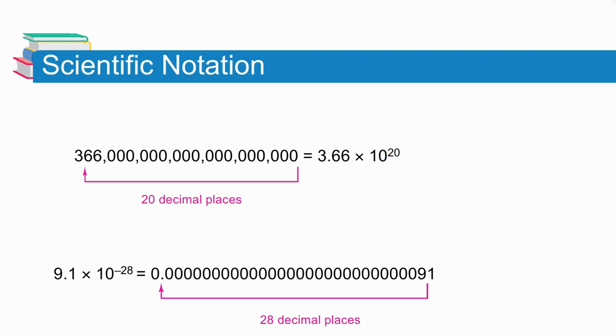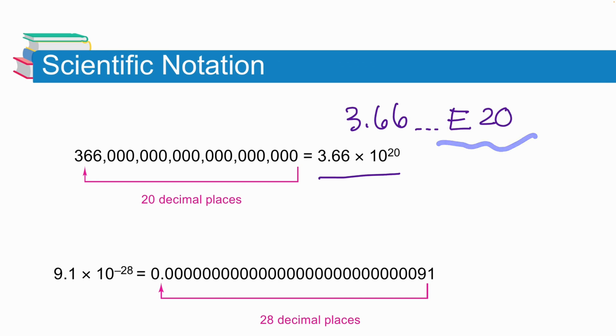And by the way, your calculator will do this. It will write it as 3.66. It'll usually give some more numbers. And it will say e to the 20. And that's shorthand for this stuff right here. And that's one of the reasons why we need to understand what scientific notation is and what it means, so that we know what our calculator means when it gives us this E stuff.